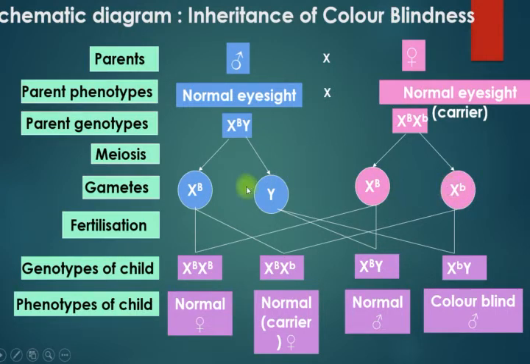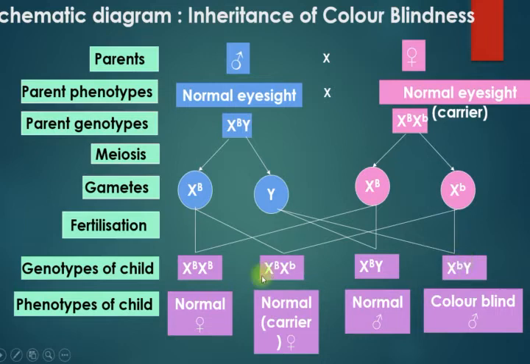Then fertilization occurs and produces a child. The possible genotypes for the child are X big B X big B, X big B X small b, X big B Y, and X small b Y.